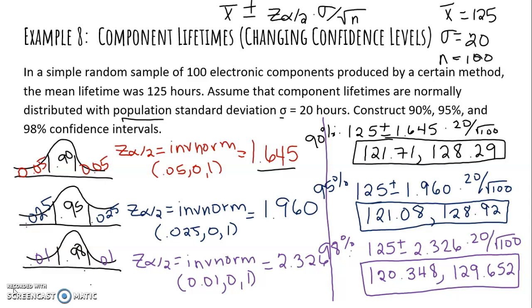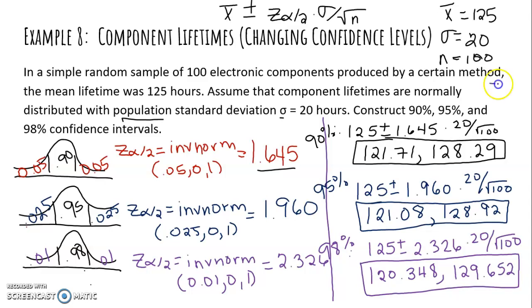So what's going on here? What happens as the confidence level increases? So let's look at the first one. When it was only 90%, it went from 121.71 to 128.29. If you look at 95%, the lower boundary goes even further down. It's farther to the left of this one, 121.08 to 128.92. This one is farther to the right of this one. So what has happened here is the confidence interval has gotten wider.